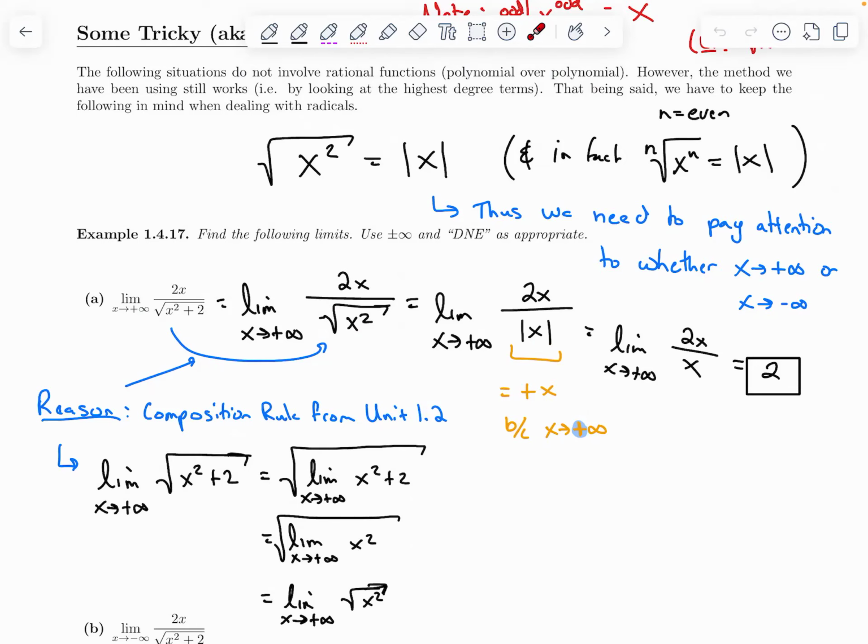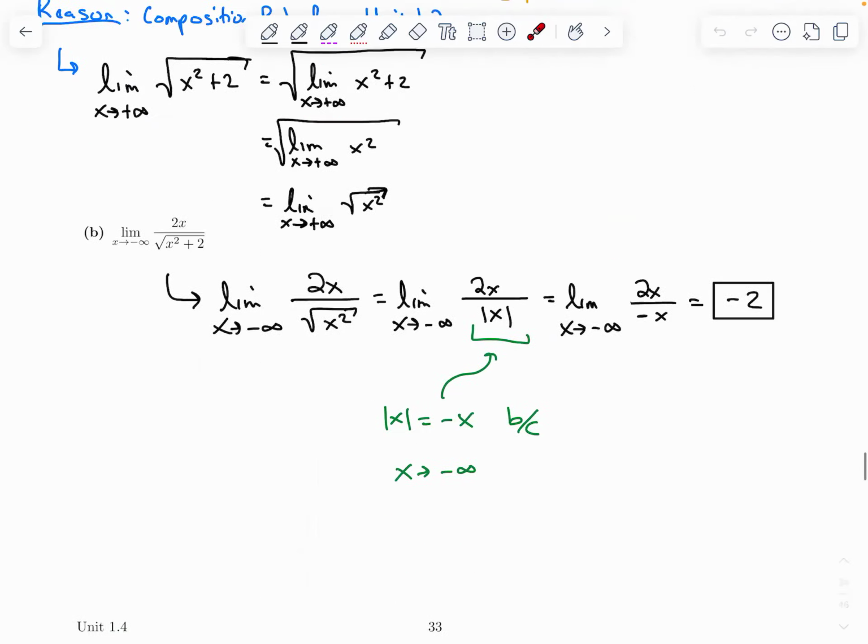So it just becomes 2, whereas in the other situation, when we approach from negative infinity, now our x values are going to be negative. So in order to drop the absolute value and counteract the fact that they're negative, we add on an extra negative sign.